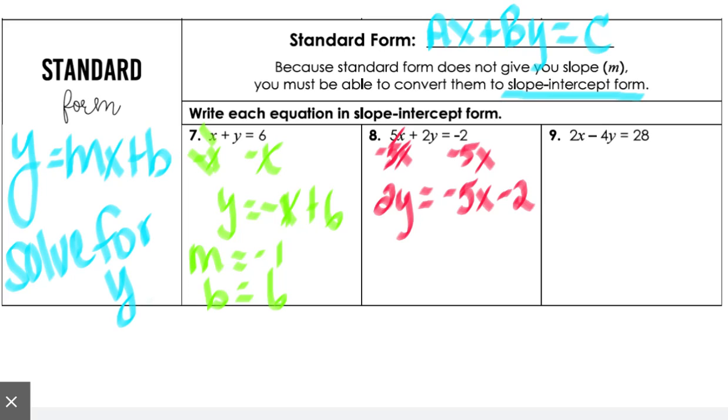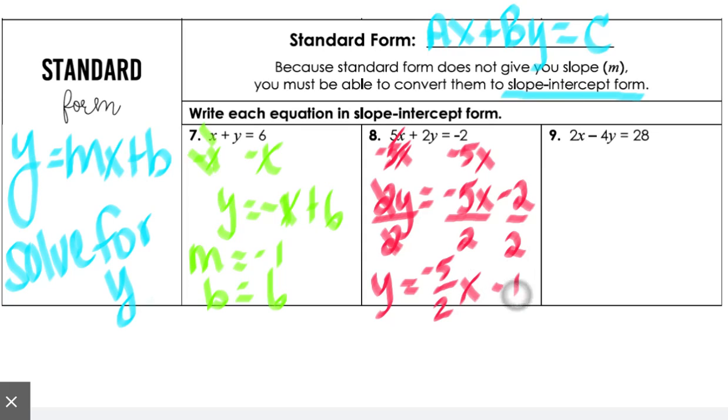Now I'm going to divide. Now to get this y by itself, I'm going to divide by 2. And then I have to make sure I divide everything else on the other side by 2. So my y will be equal to negative 5/2 x. Negative 2 divided by 2 would be minus 1. So you can notice we can identify our slope, which is negative 5/2, and our y-intercept is negative 1.